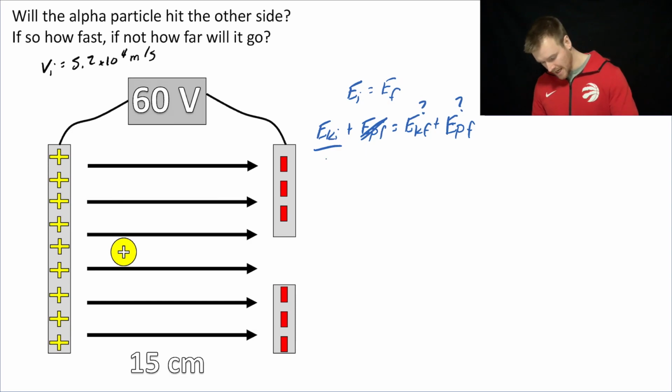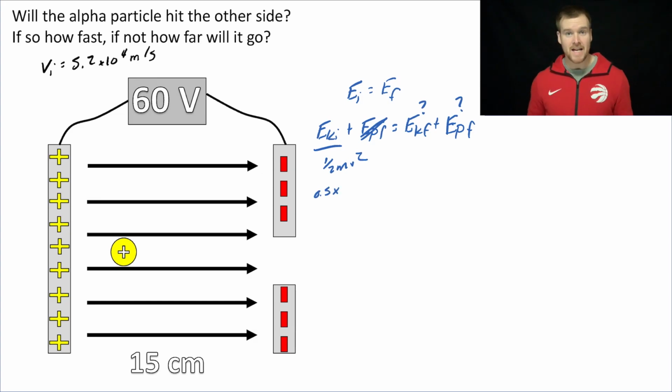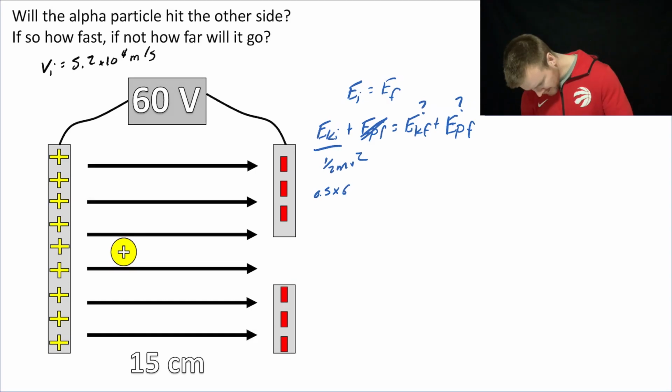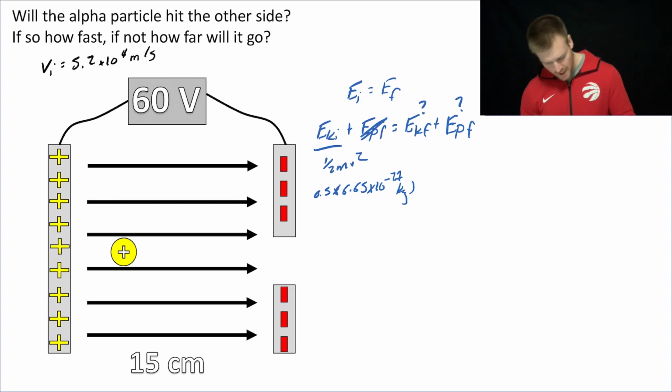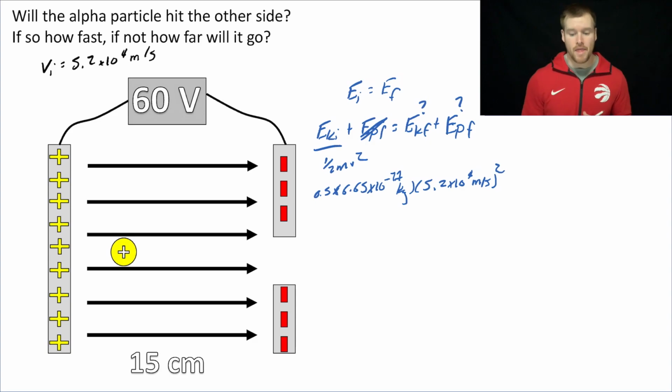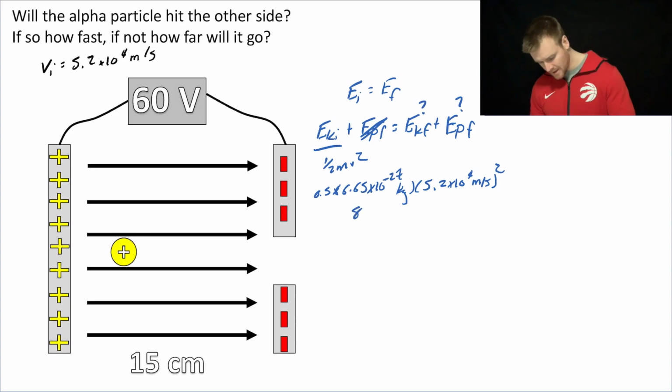So let's start with this half mv squared and figure out that energy. So we have 0.5 times the mass of this alpha particle, 6.65 times 10 to the negative 27 kilograms, then times by the velocity, which was 5.2 times 10 to the 4 meters per second, and we'll square that number. And I'm getting 8.99 times 10 to the negative 18 joules.